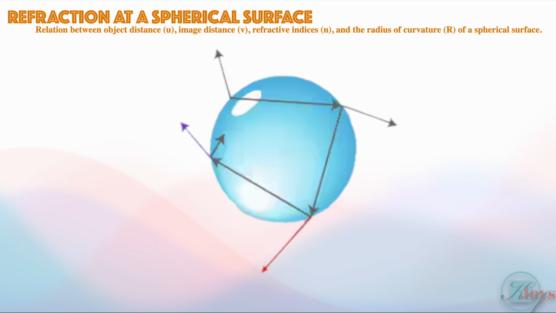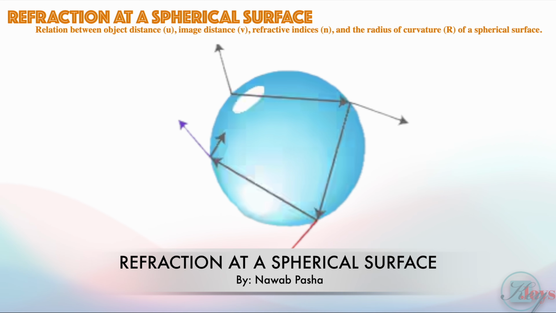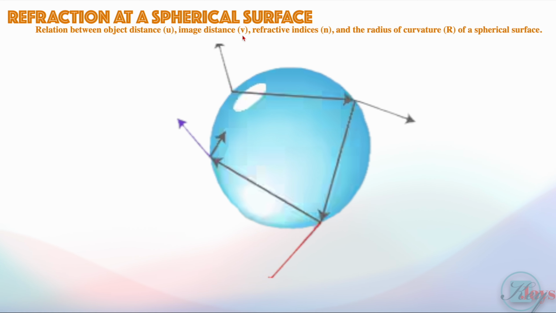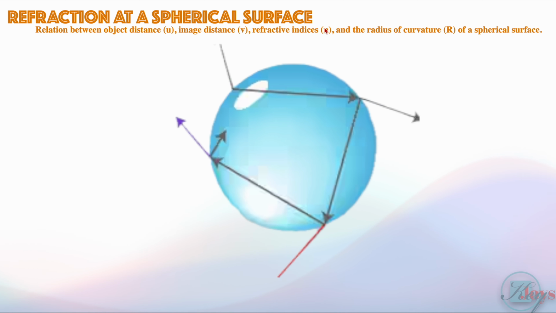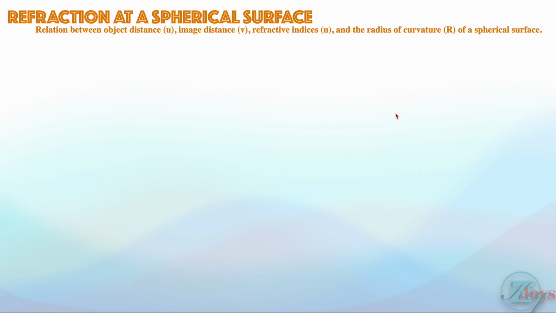Refraction at a spherical surface. So here we are trying to derive a relation between object distance u, the image distance v, refractive indices n, and the radius of curvature r of a spherical surface.